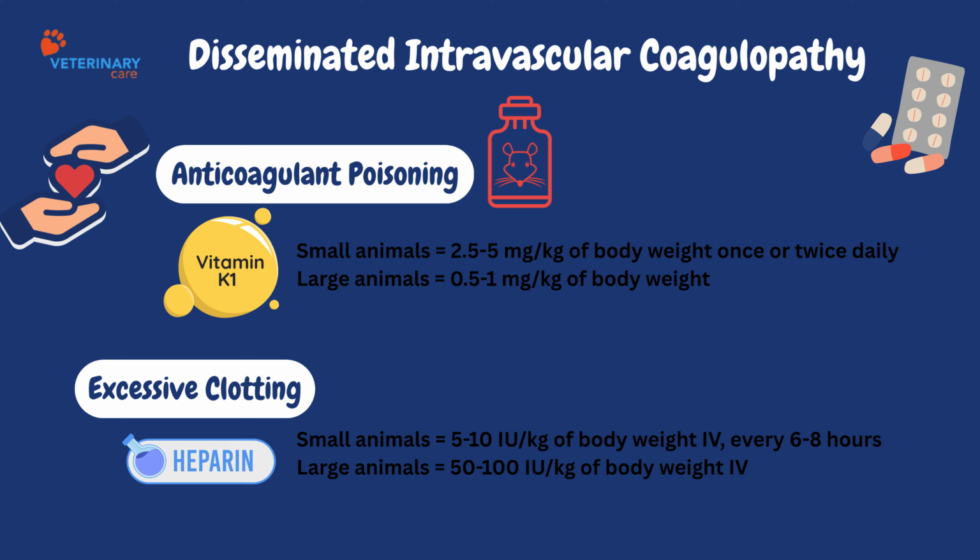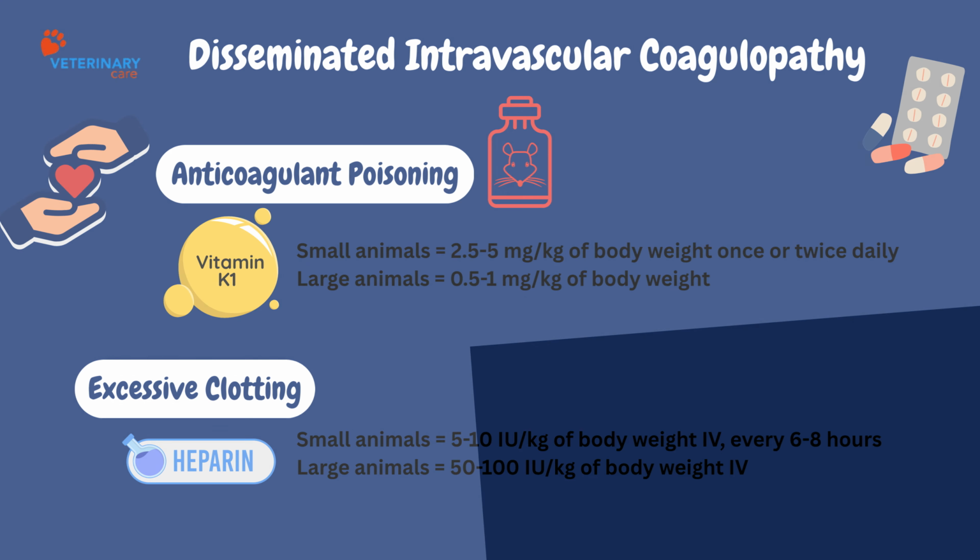In summary, disseminated intravascular coagulopathy is a complex condition involving simultaneous clotting and bleeding. Early diagnosis, treatment of the underlying cause, and careful supportive therapy are essential to prevent fatal outcomes.